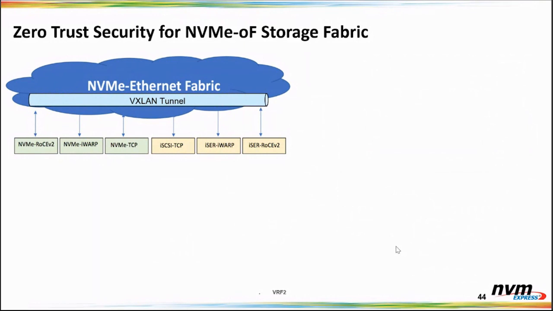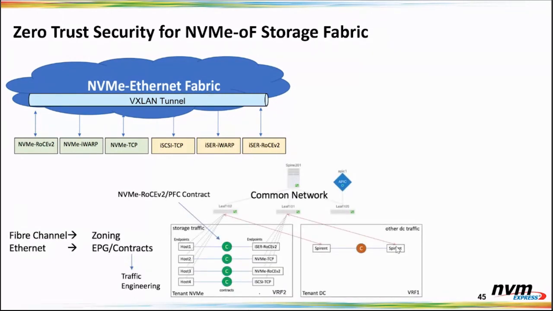As Robert was describing about security, if you look at enterprise security in the data center, the zero trust model is very popular there. So how about if any of the transports, any NVMe-oF, whether it's TCP, iWARP, RoCE, or even classic iSCSI, we take that data and encapsulate it within a VXLAN tunnel? Once we encapsulate within the VXLAN tunnel, we can apply any kind of policies on this tunnel. So the endpoints, whether it's the host port and the storage port, become the endpoints.